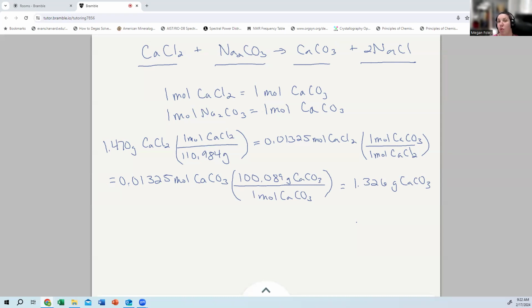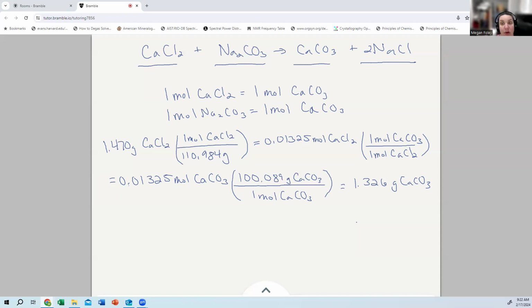We're trying to figure out which one would make the least amount of product. Whichever one makes the least amount of product is essentially the one that gets used up first. And then that gives us what our theoretical yield, the maximum amount we could potentially make for this reaction. So we had 0.200 molar Na2CO3 and 100 milliliters of that.